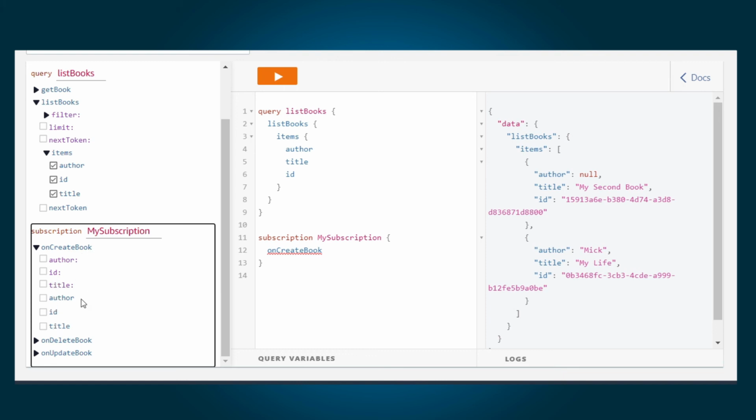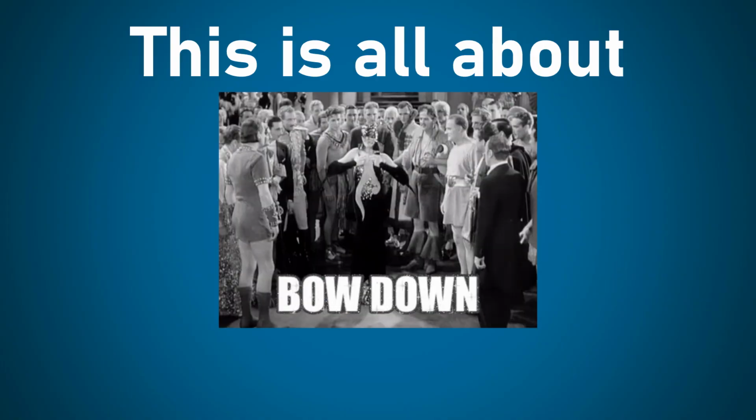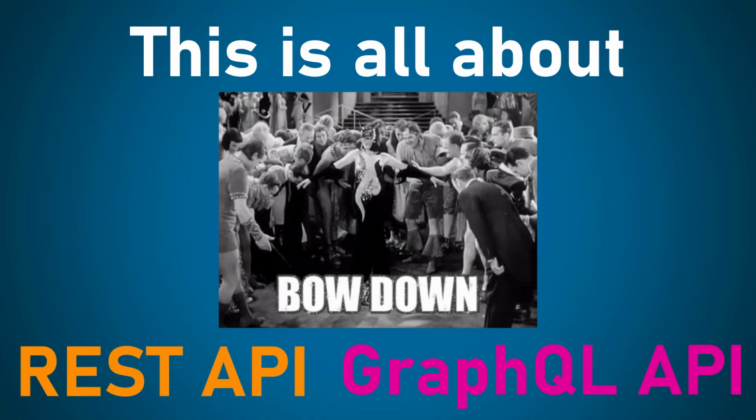So you can have projections like if you just want author, if you just want title, whenever you do the operation, you can do it right away using these subscriptions. So that is one more additional feature which GraphQL gives on top of RESTful APIs. So this is all about GraphQL and RESTful API.